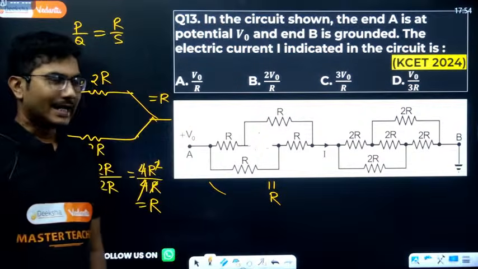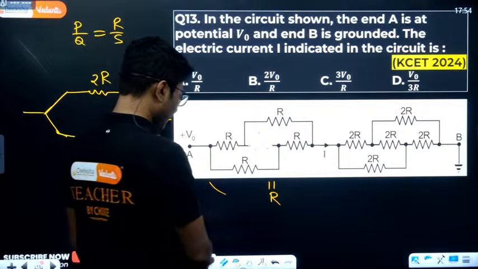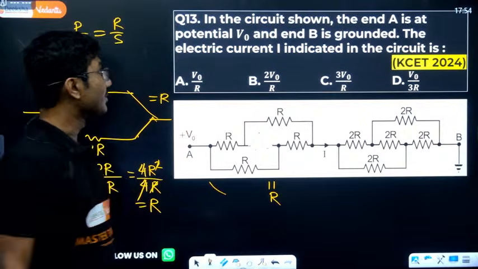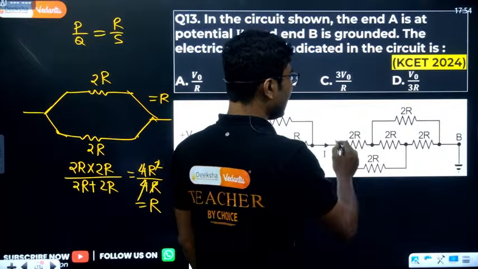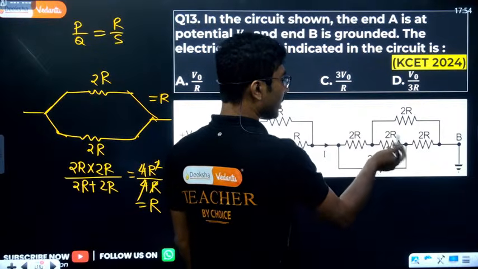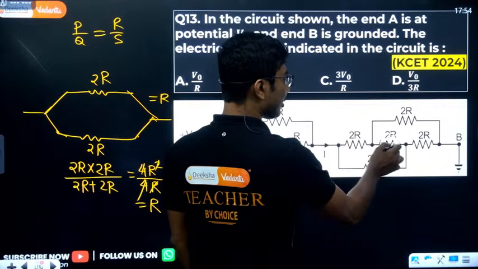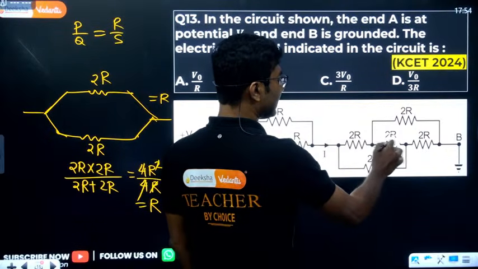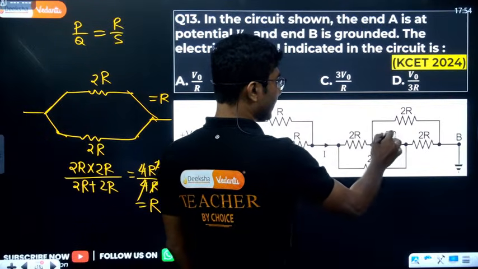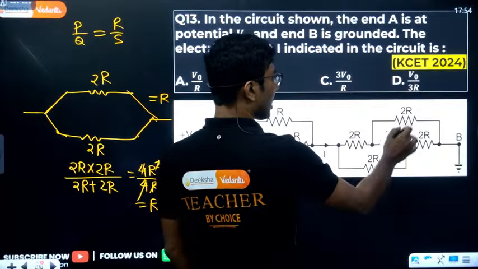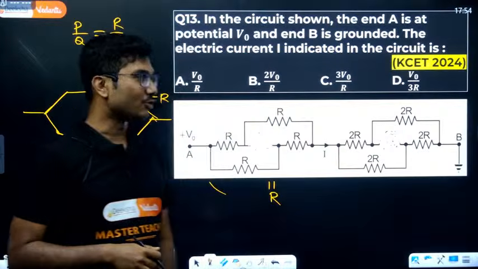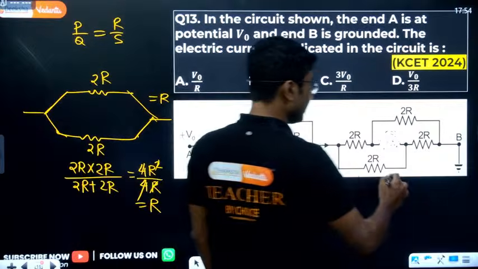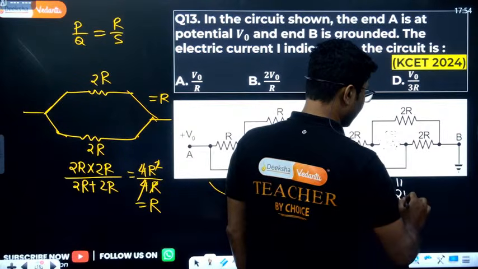Now, using the same logic for the second circuit, you do not need to do any mathematical calculation. You just say this is also 2R, 2R, 2R, 2R, 2R, everything is 2R. That means this is also a Wheatstone bridge, so there is no current passing through this one. So we can erase the galvanometer here as well. These two are in series and these two are in parallel. So the equivalent resistance here will be equal to 2R.